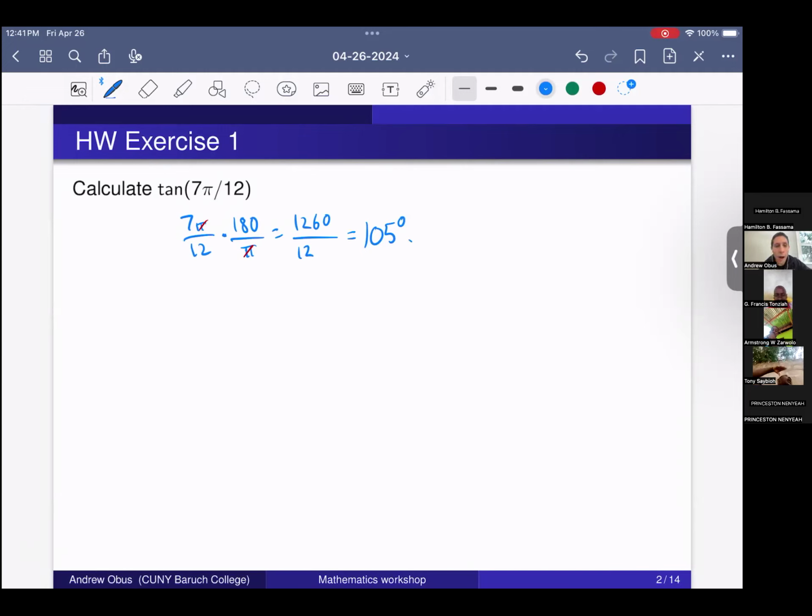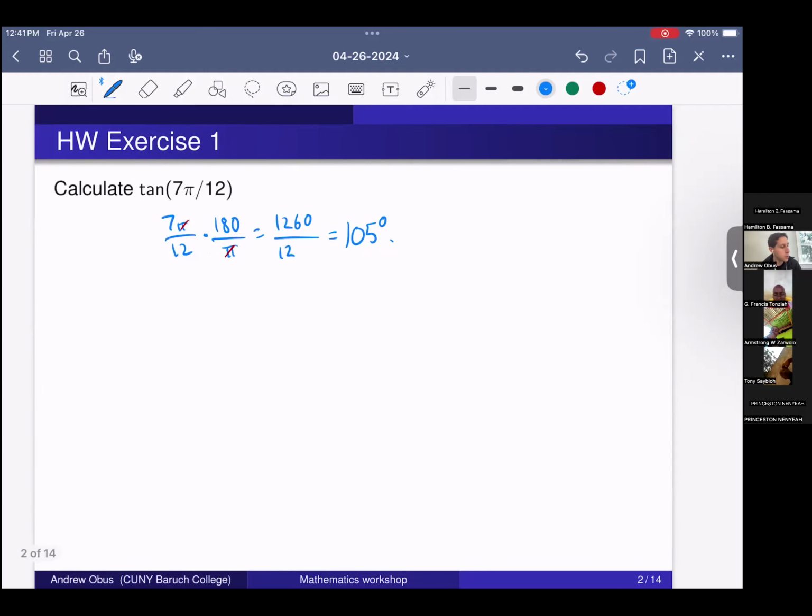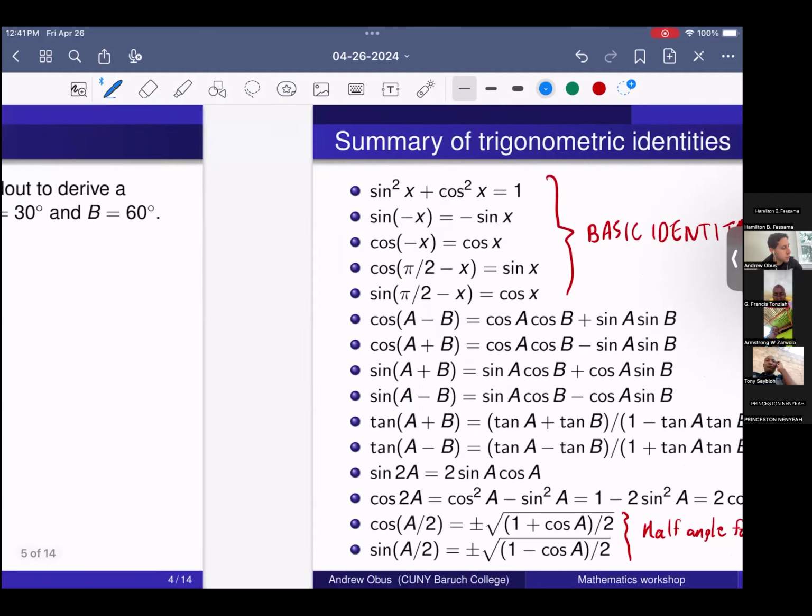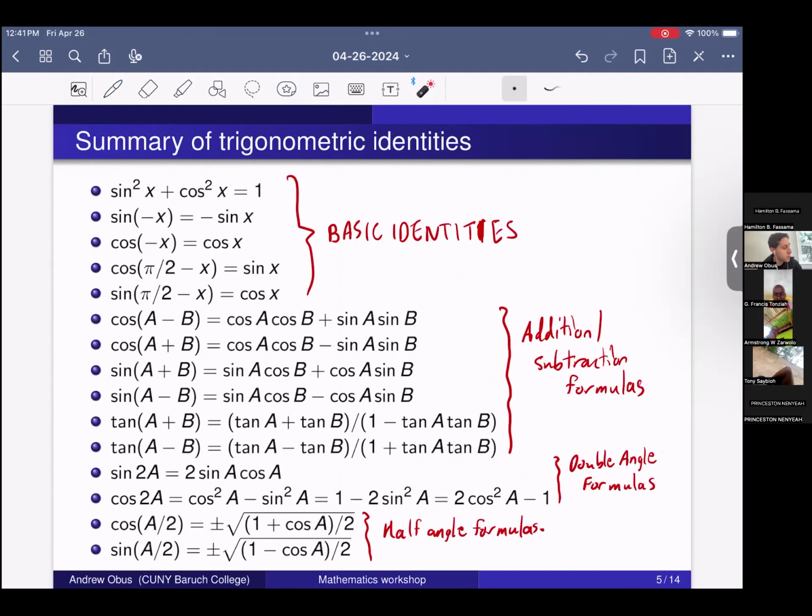So how should we do this? We could use an addition formula or a subtraction formula. For 105 degrees, we do addition. Addition formula over here. Okay, good. So what should we take for A and what should we take for B?